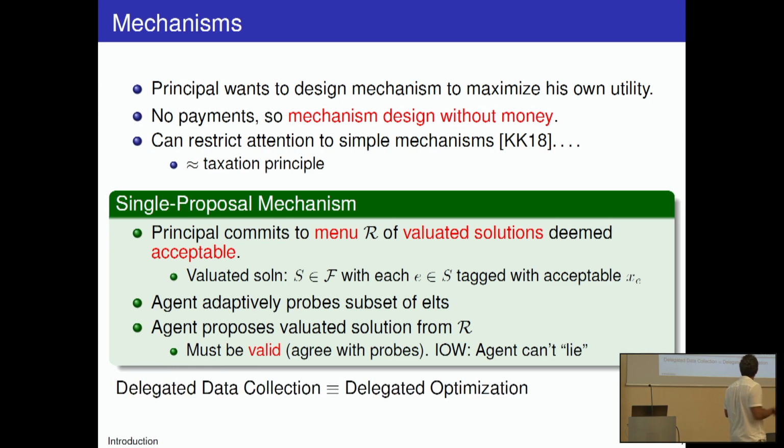So the fact that you can reduce to these mechanisms tells me conceptually that there are essentially two equivalent viewpoints here. One is that you're delegating data collection. Another is that you're delegating just optimization. You're delegating solving the problem in its entirety. And by the taxation principle, those are basically the same thing. Okay. Any questions?